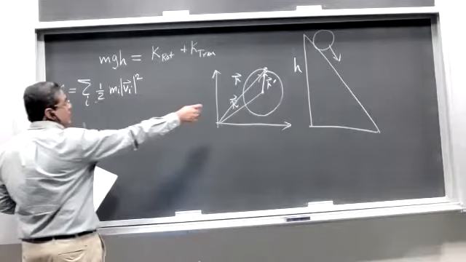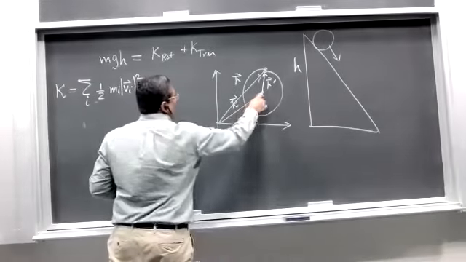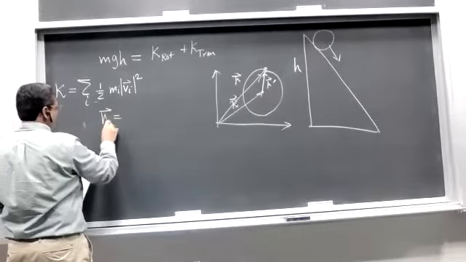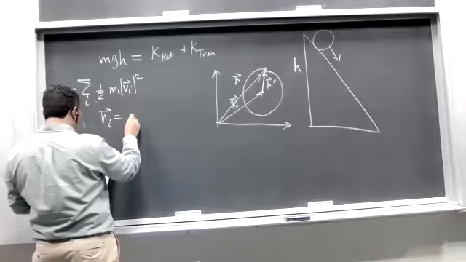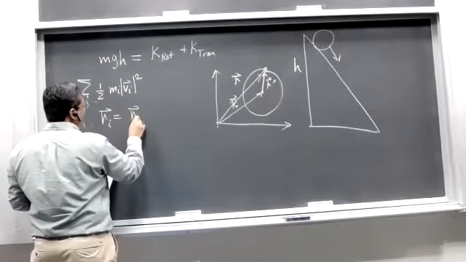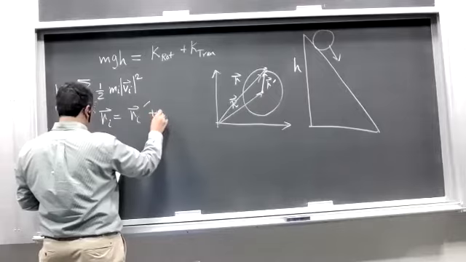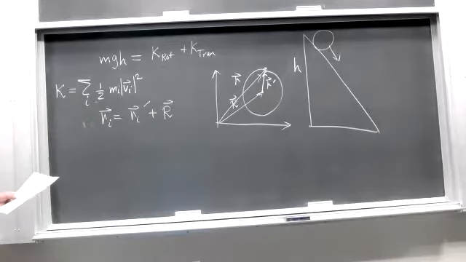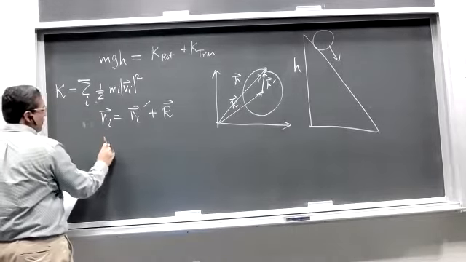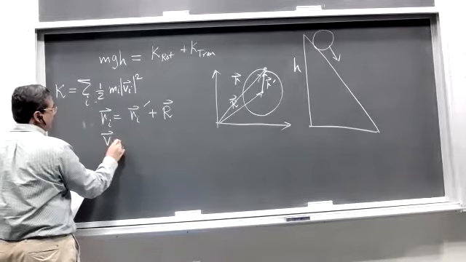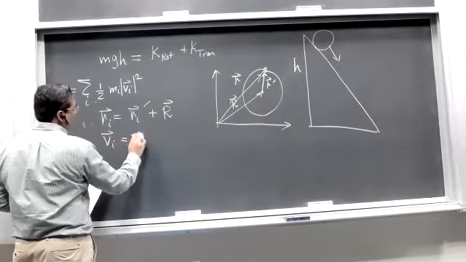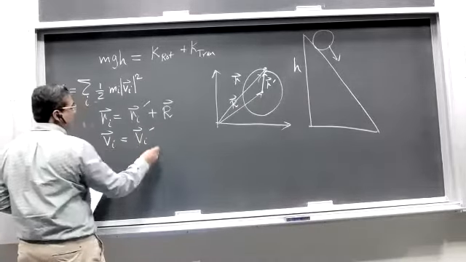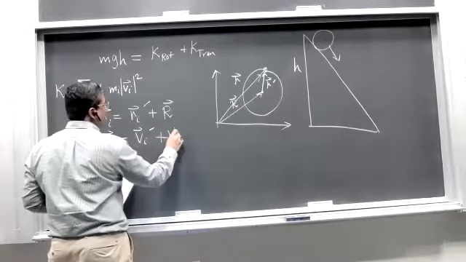Now look at these vectors, and we have used this relationship so many times before: R_i can be written as R_i prime plus R. All right. Now let's take a time derivative of this. So what do we get? V_i equals V_i prime plus V.